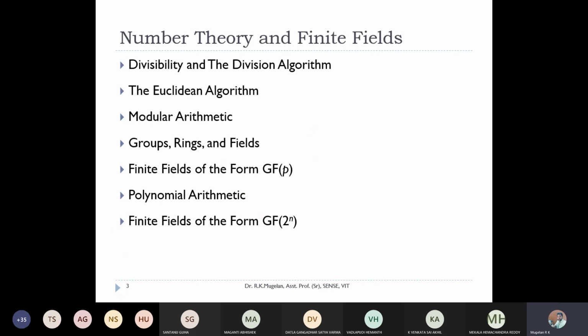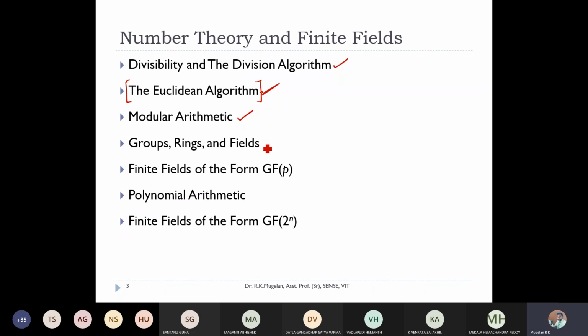We start off with number theory and finite fields. In this, we will be discussing divisibility and the division algorithm. Then there's the Euclidean algorithm, which is the base for finding the multiplicative inverse value, which we discussed in module 1. You already studied this algorithm in your school days, but you may not know that its name is the Euclidean algorithm. Next, we move on to modular arithmetic, where we will discuss all the modular operations. We already had a brief introduction in module 1, but here we will see it in a detailed manner.